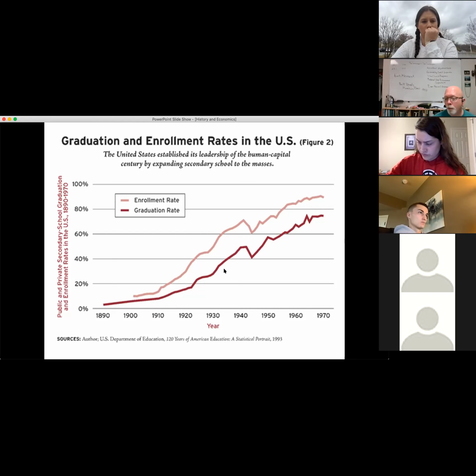So here you see enrollment rates and graduation rates at American universities. And you see this dip during the war years, and then right after that dip, you see this huge spike in enrollment after those men come back from the military.